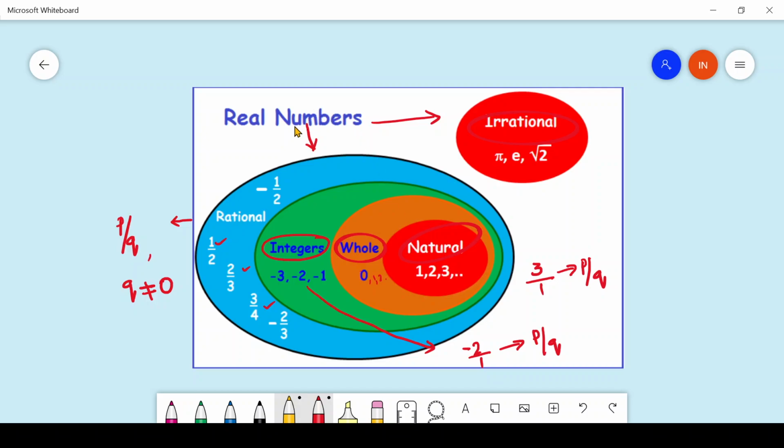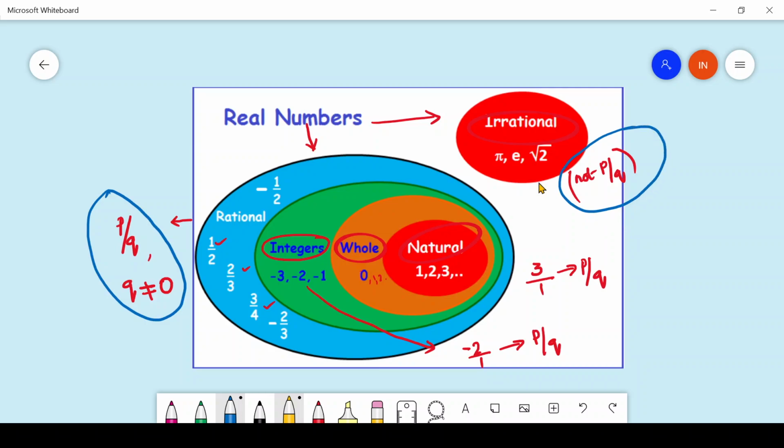And as I told, the real numbers are a combination of rational as well as irrational numbers. For irrational numbers, you can see here a root, which is not of the form p by q, right? That is the difference between rational and irrational numbers. Rational numbers are of the form p by q, where q should not be equal to 0, and irrational numbers are not in the form of p by q. I hope it is clear to you.